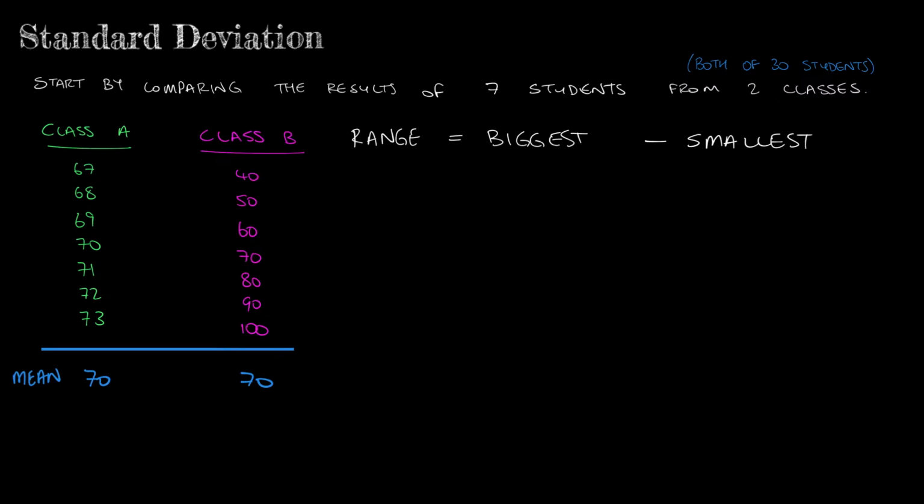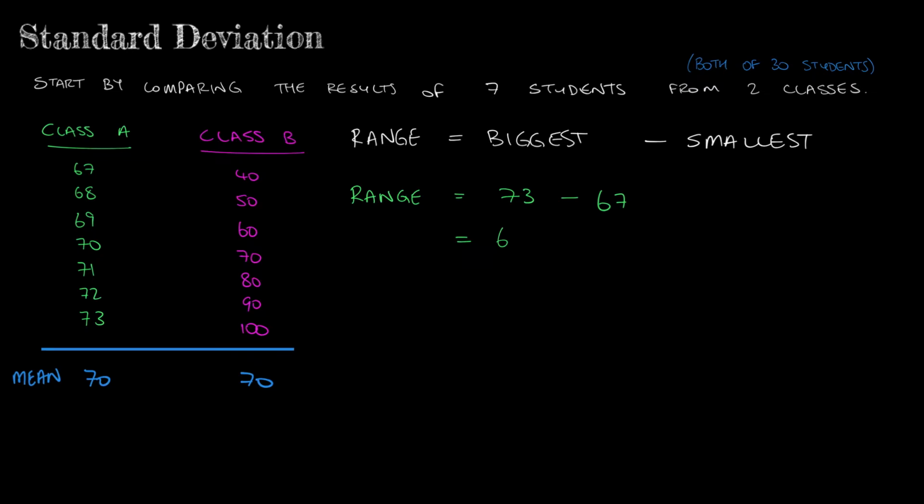So we know that the range is the biggest minus the smallest. So the range for the green one will be 73 minus 67. That tells us the range is going to be equal to 6. Because the largest number, 73, minus 67, the biggest minus the smallest, gives us an answer of 6. So this data here ranges by 6.